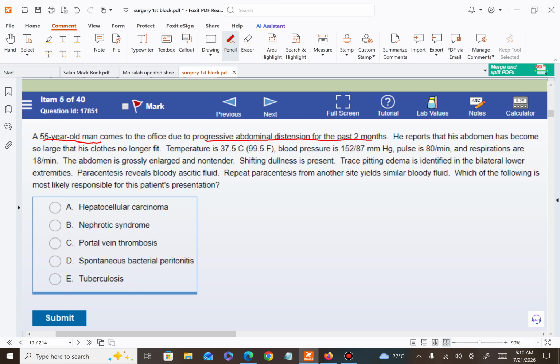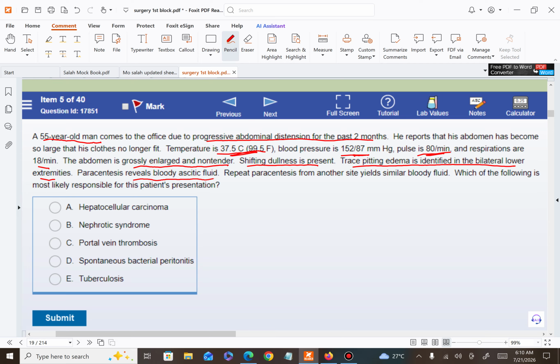Temperature is 37.5 degrees C, blood pressure is 152 by 87 millimeters of mercury, pulse is 80 per minute, respirations are 18 per minute. The abdomen is grossly enlarged and non-tender, shifting dullness is present. Trace pitting edema is identified in bilateral lower extremities.